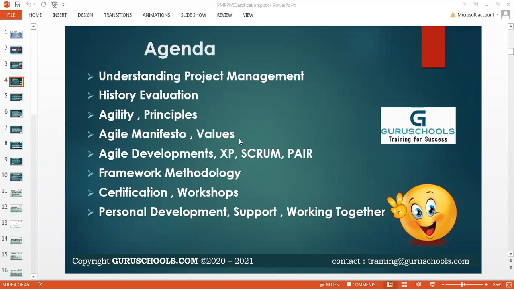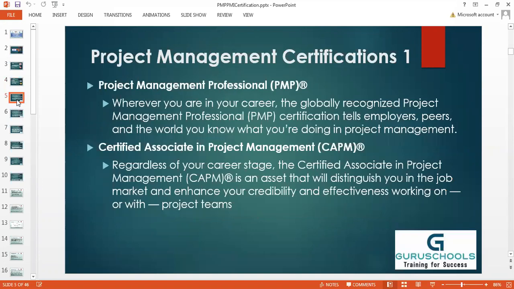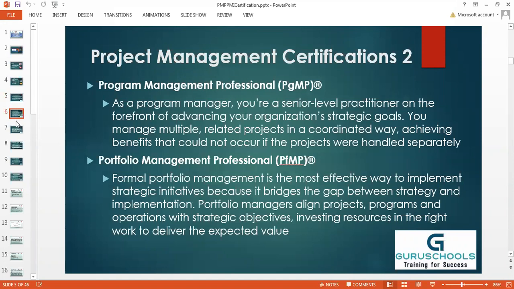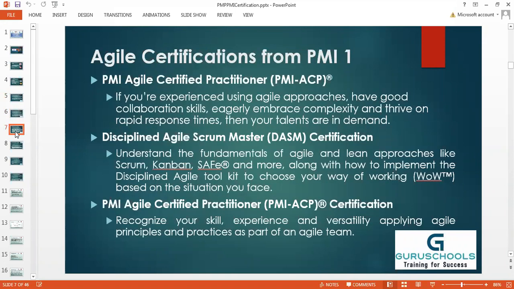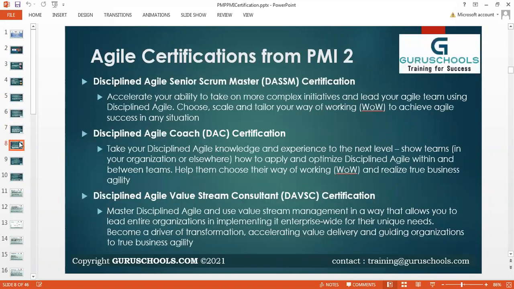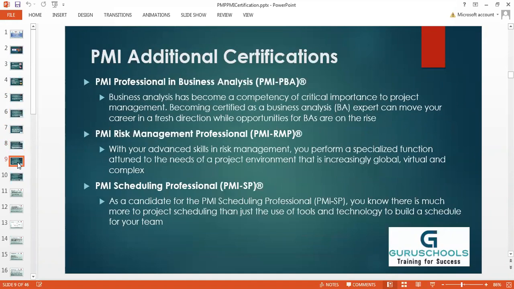So just to revisit quickly what we did in the last class, we were trying to understand the different certificates available by PMI first. So we have PMP, that's the flagship certificate, then CAPM, which is kind of an overall associate project manager. Then we have Program Management Professional, Portfolio Management Professional. Then we have Agile practitioner, Agile Scrum Master, Agile certified practitioners, Agile coach, Agile value stream consultant. We tried to understand the overall differences between them also. We also tried to understand the Business Analyst professional certification from PMI.